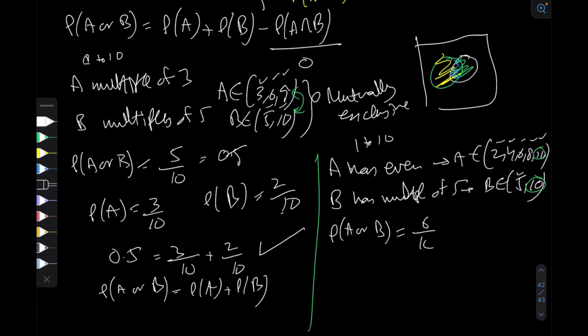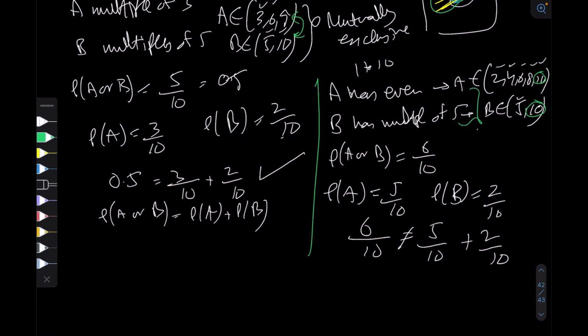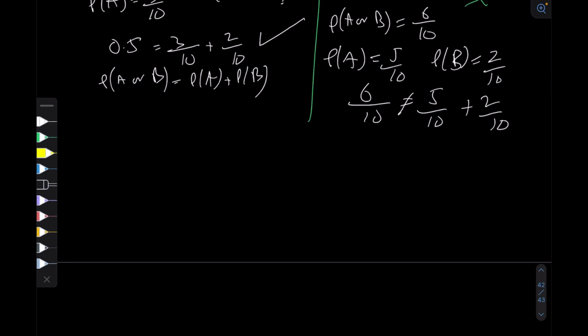So 6 over 10. Probability of A is 5 over 10. Probability of B is 2 over 10. We know that 6 over 10 is not equal to 5 over 10 plus 2 over 10, and hence these two events are not mutually exclusive. Right, so let's move on and talk about conditional probabilities.